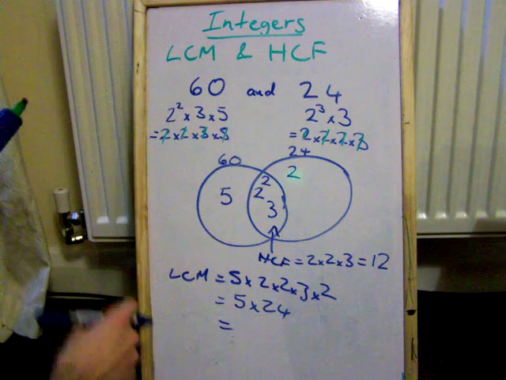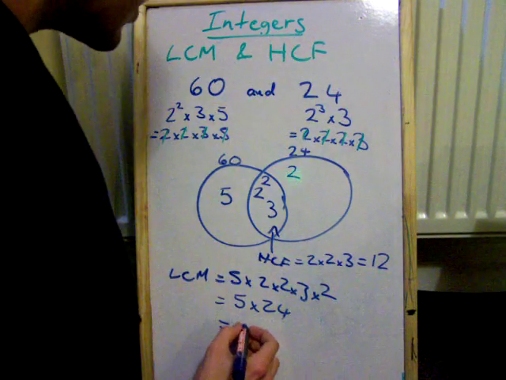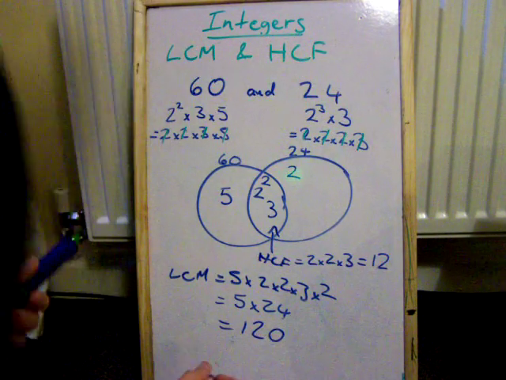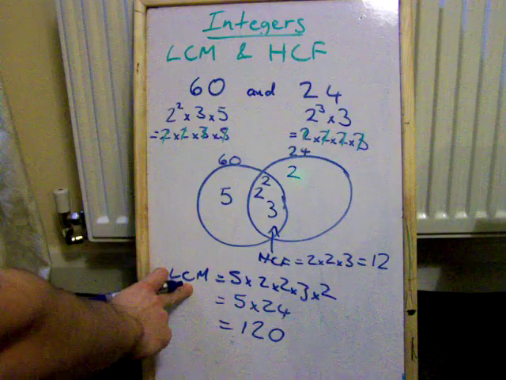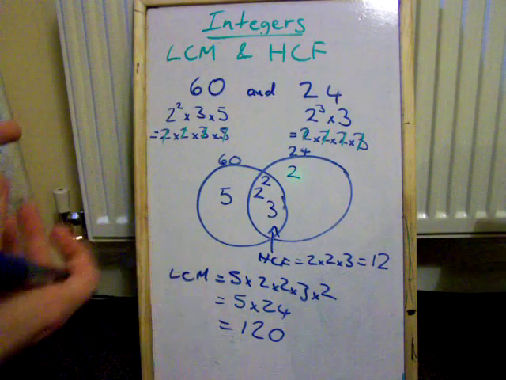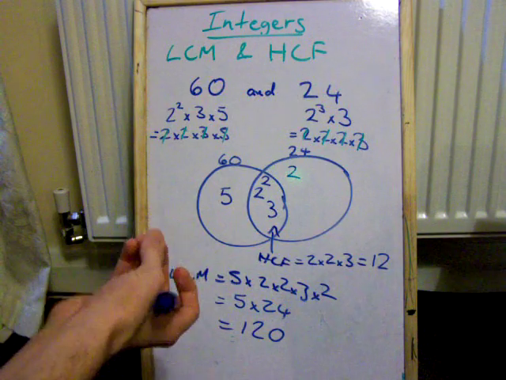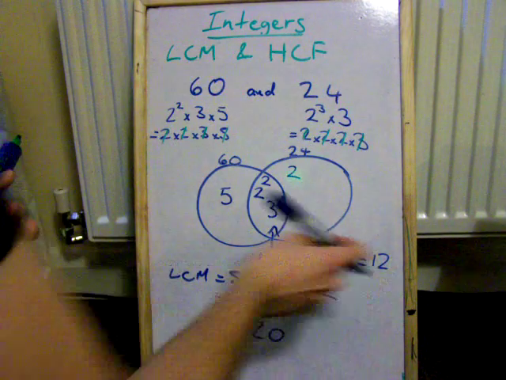When you multiply 5 by 24, you get 5 lots of 20, which is 100, and 5 lots of 4, which is 20, so that's going to give you 120. So your lowest common multiple of 60 and 24, the first number that both 60 and 24 go into, is going to be 120, and the largest number that can divide both 60 and 24 is going to be 12.